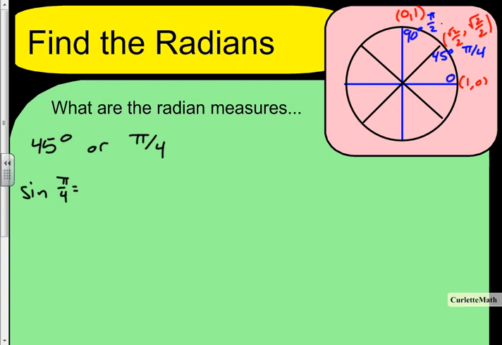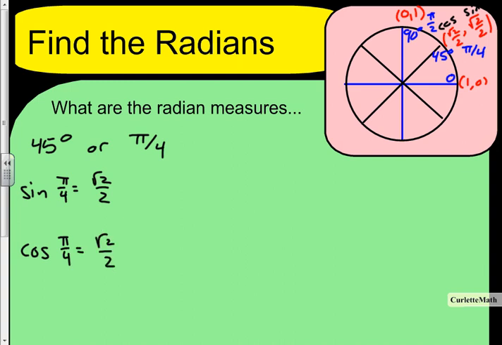Now, if we take the sine of pi over 4, remember back to the unit circle, it's cosine and sine values. So our sine at pi over 4 is the square root of 2 over 2. Our cosine at pi over 4 is also the square root of 2 over 2.